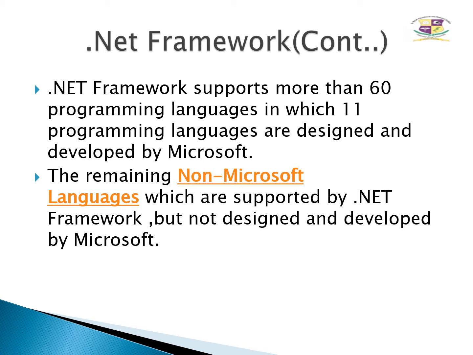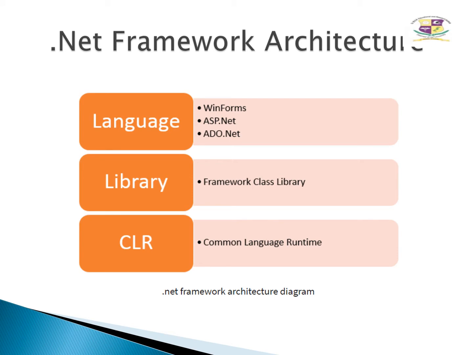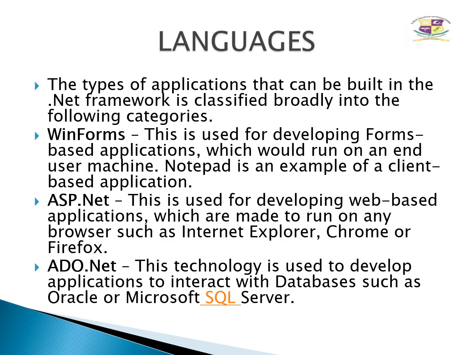.NET Framework supports more than 60 programming languages, of which 11 programming languages are designed and developed by Microsoft. The remaining are non-Microsoft languages, which are supported by .NET Framework but are not designed and developed by Microsoft. In .NET Framework architecture, there are three layers: language, library, and CLR, that is, Common Language Runtime. Language is the first layer of .NET Framework architecture.